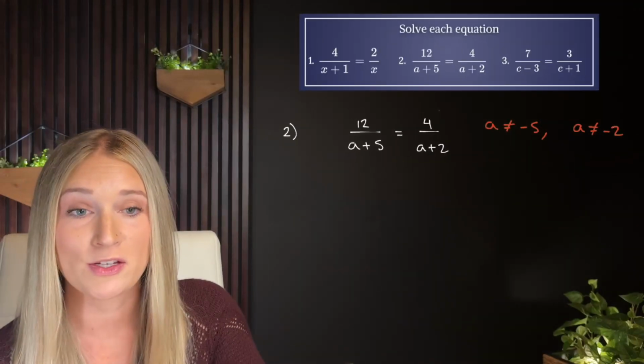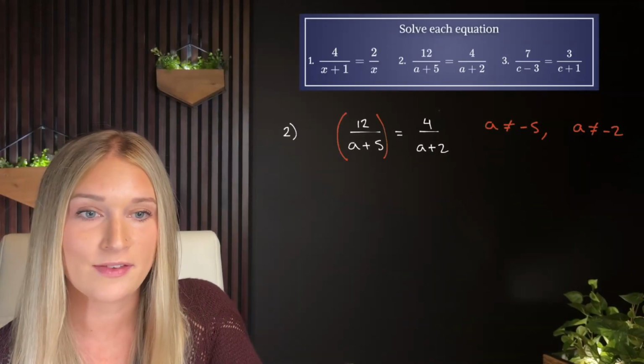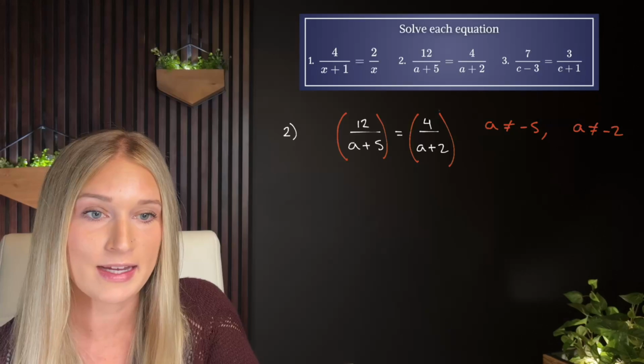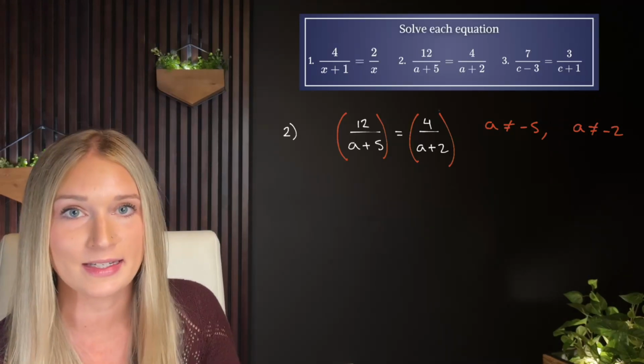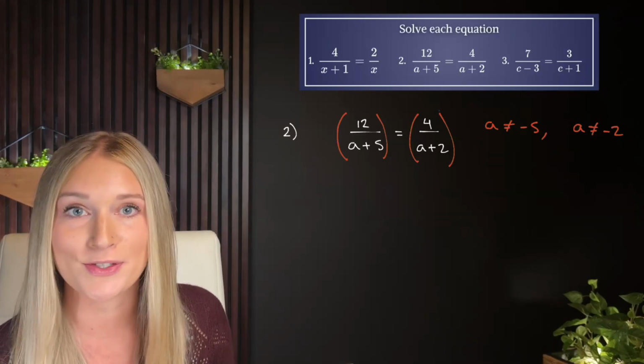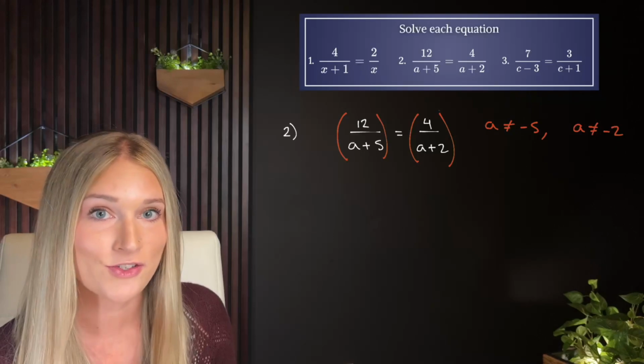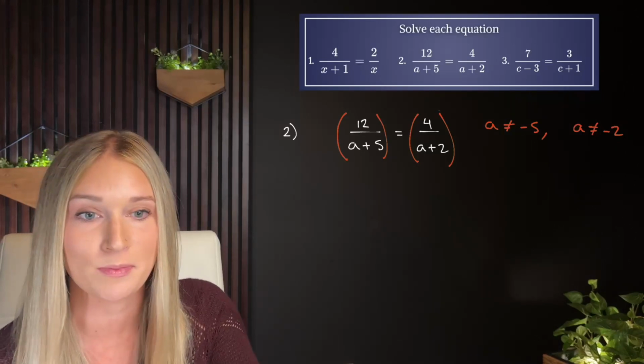To solve, I want to make sure I multiply the entire left-hand side and the entire right-hand side by the LCD. So I need to include all the factors of the denominator of each fraction so that the denominators reduce completely.